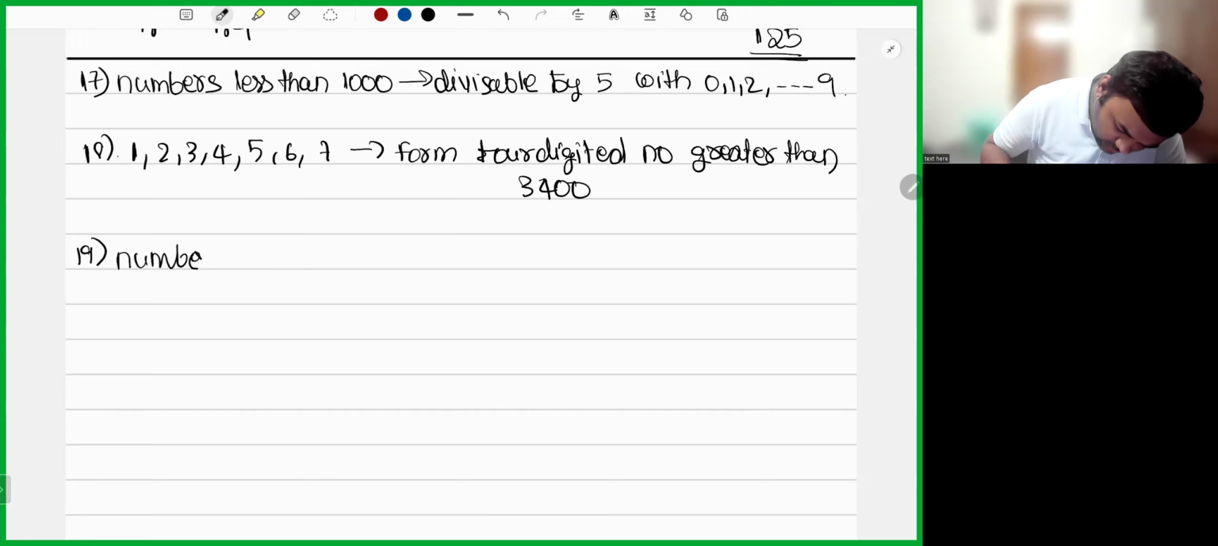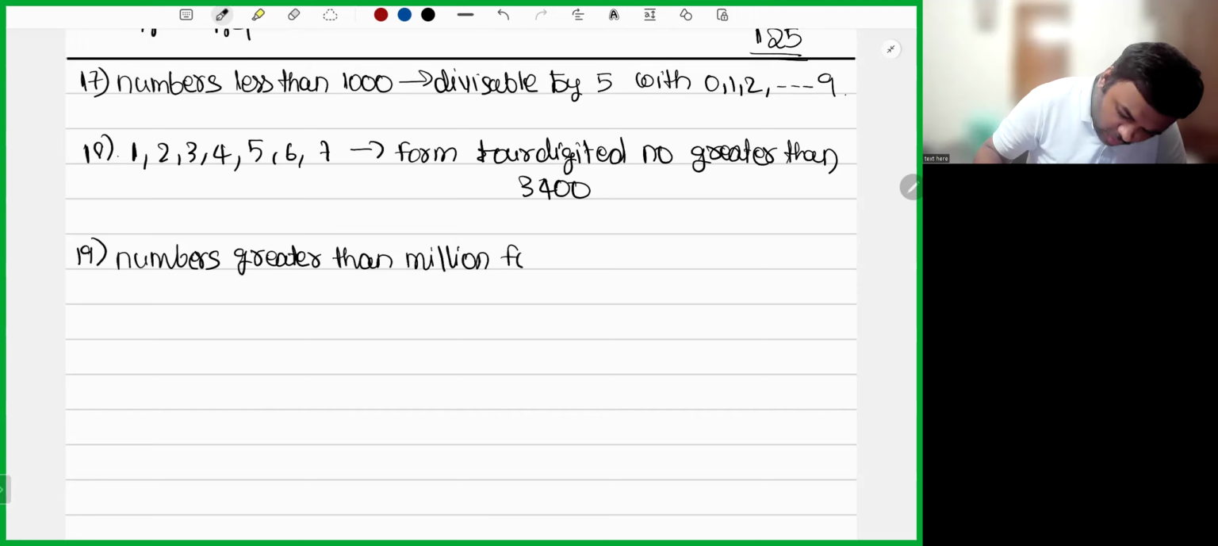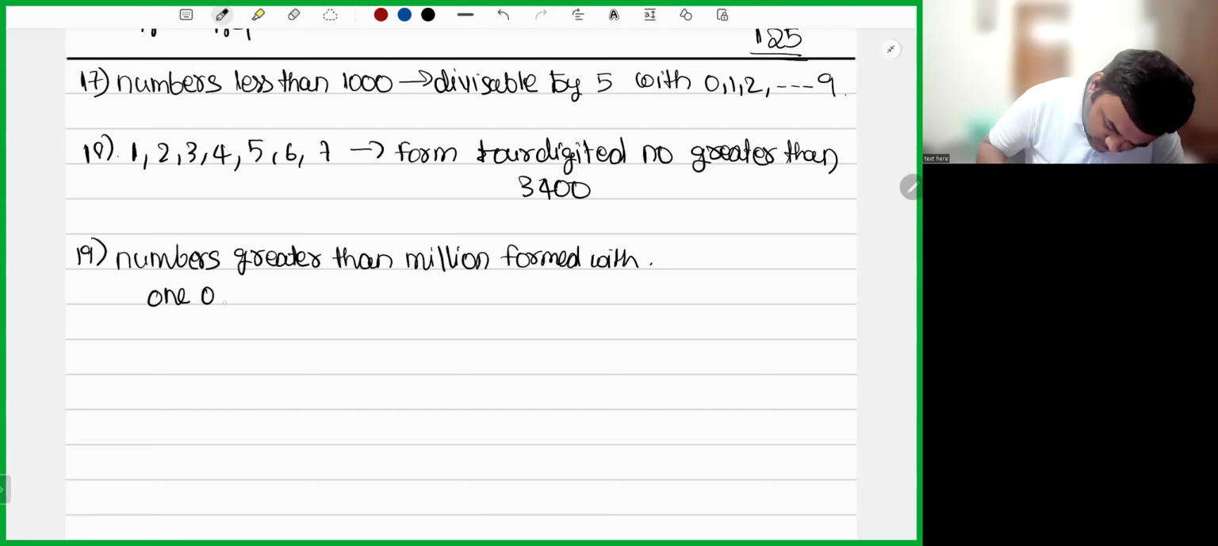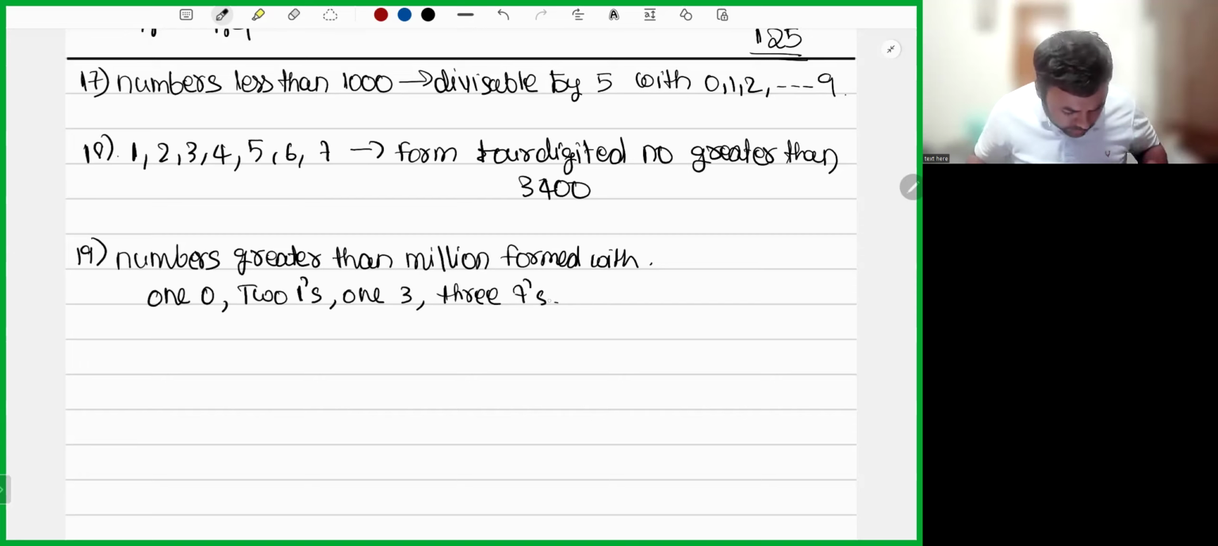Numbers greater than a million formed with one 0, two 1s, one 3, and three 7s. Little tricky, but please try them.